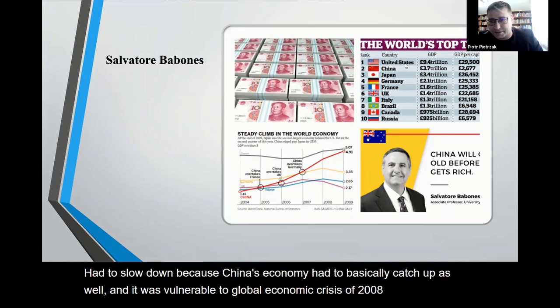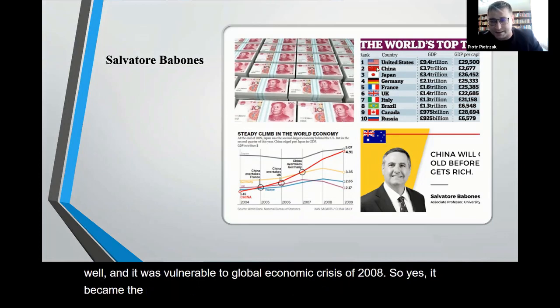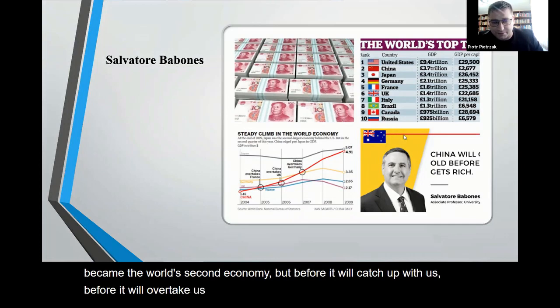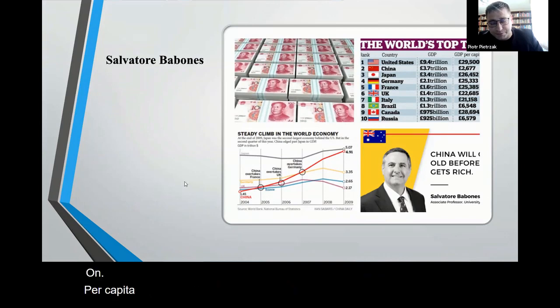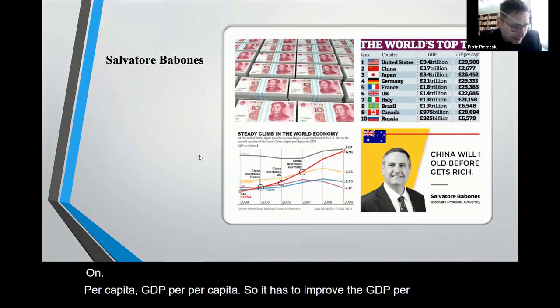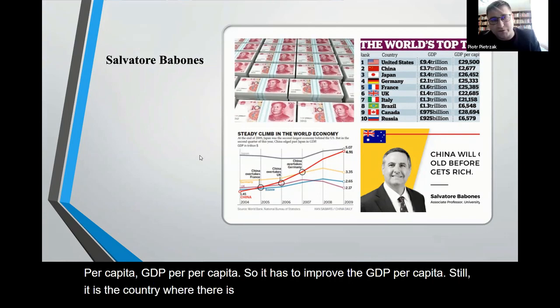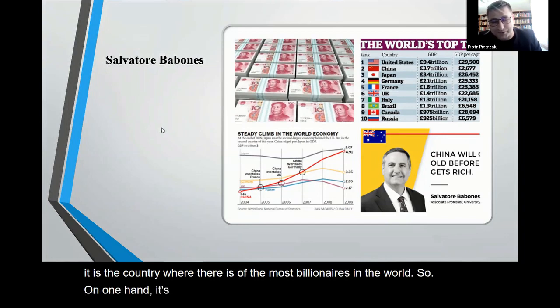So yes, it became the world's second economy, but before it catches up with and overtakes the US, it has to focus on GDP per capita. So it has to improve the GDP per capita. Still, it is the country with the most billionaires in the world. So on one hand, it's a perfect example, but on the other hand, it is a country of contradictions.